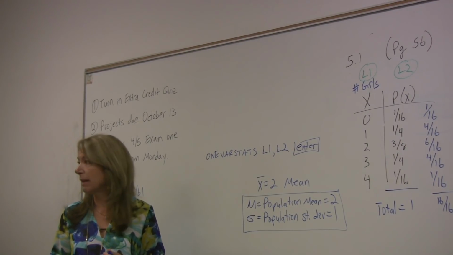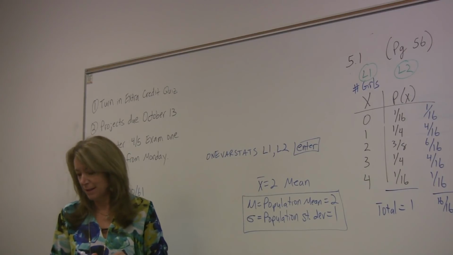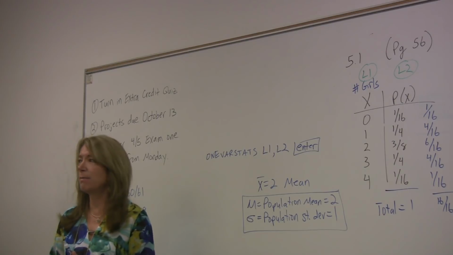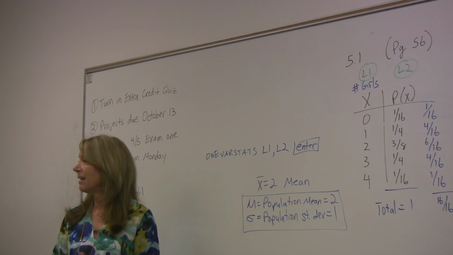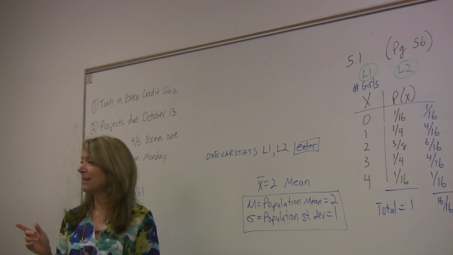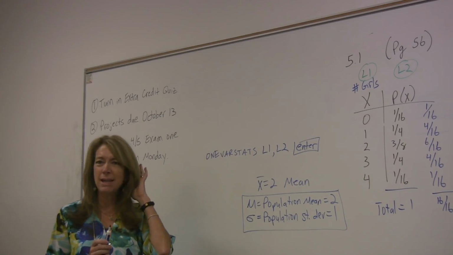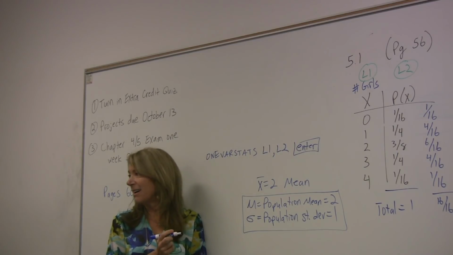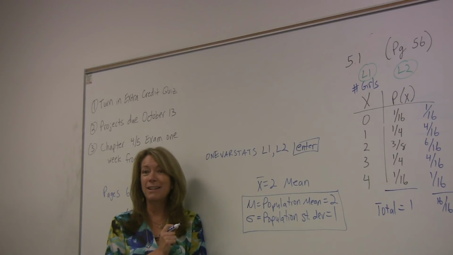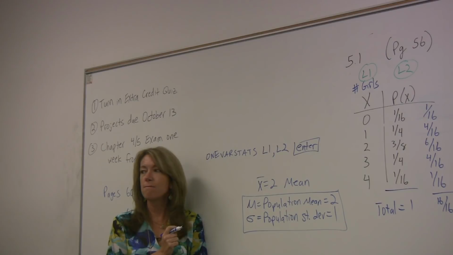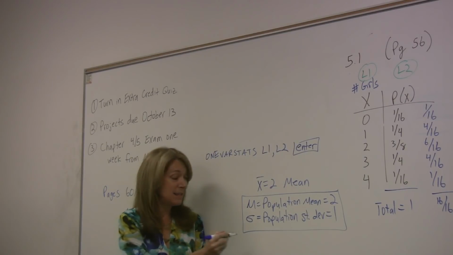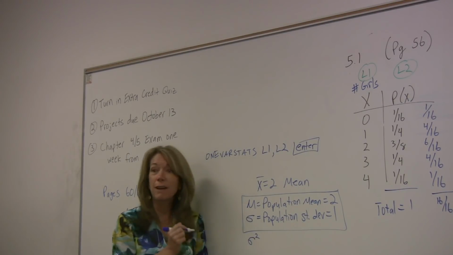The reason we had to care about that was in chapter 3. And what if I wanted the variance? What's variance? Who remembers that? What's the symbol for variance? Something squared. Yeah, it's sigma squared. Sigma squared was the variance.